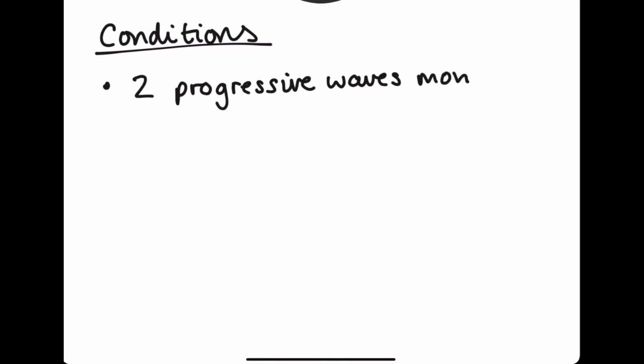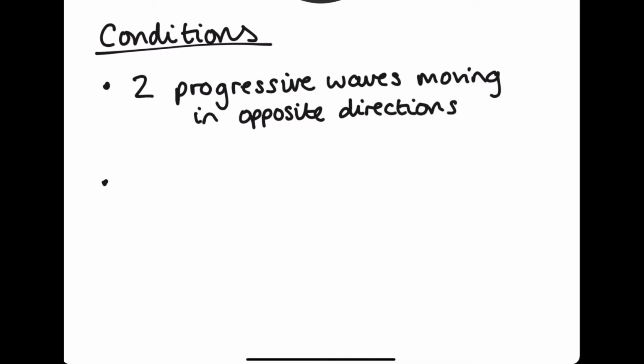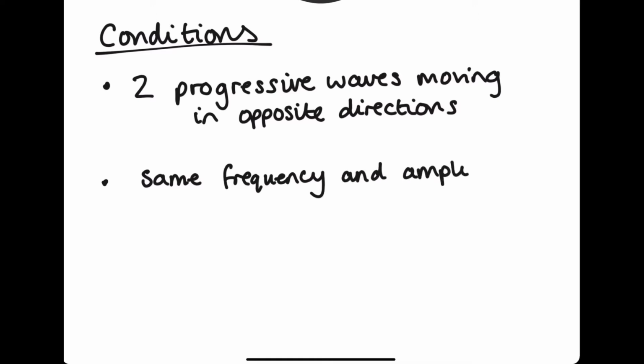There are certain conditions which are required in order to form a stationary wave, and you can be asked about what these conditions are. So the first one is that you need two progressive waves which are moving in opposite directions, so that they can interfere. And remember, a stationary wave does not transfer energy from one place to another. So one wave travels to the right, it reflects, travels back to the left. The second condition is that these waves need to have the same frequency and amplitude.